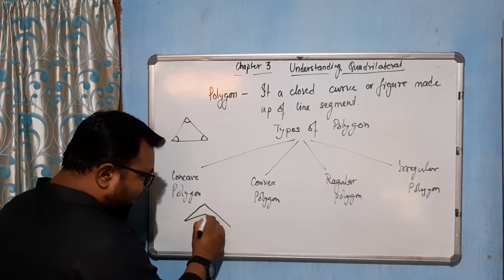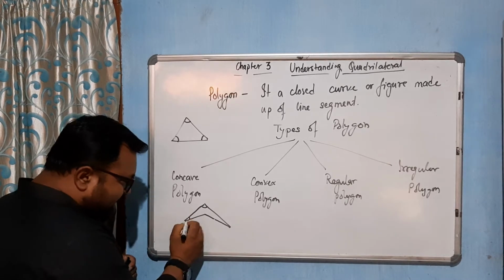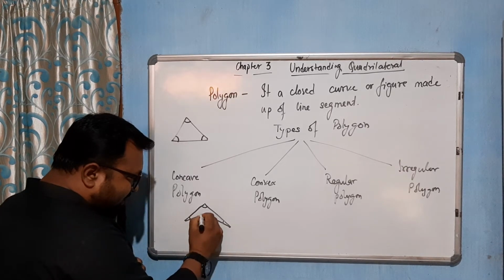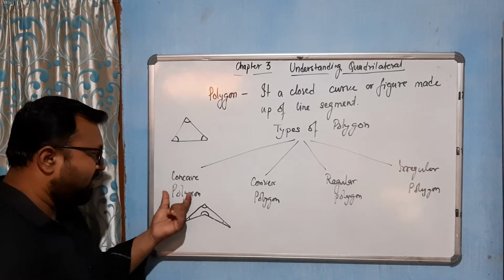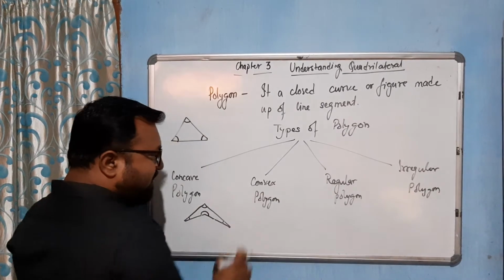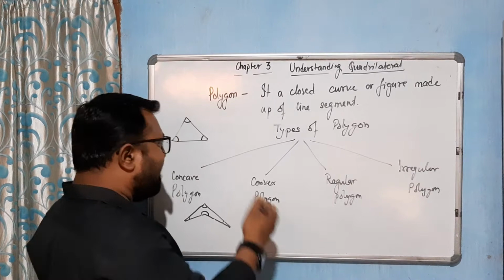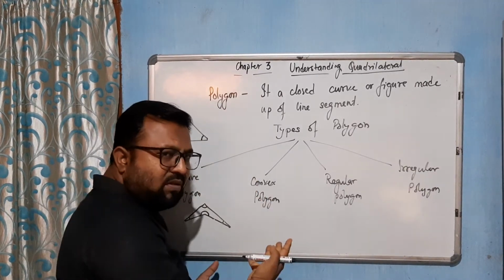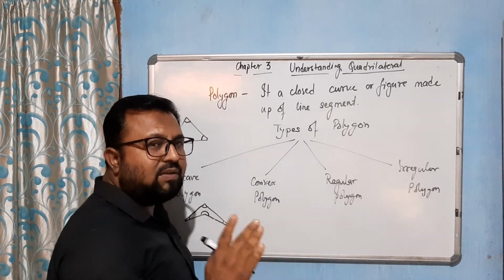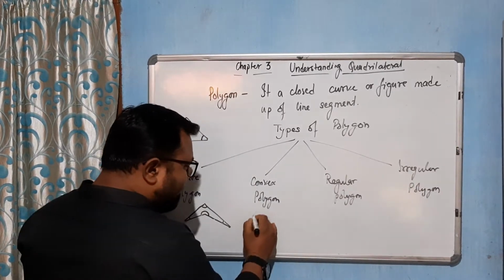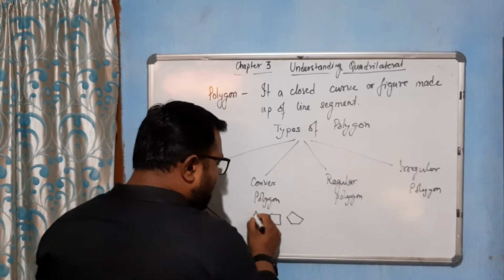So can I draw like this? This is less than 180. This is less than 180. This is less than 180. But this is more than 180. So that's why this type of polygon is known as a concave polygon. But in case of convex, all angles, whether it is 3 angles or 4 angles or 5 angles, whatever the number of angles, should be less than 180 degrees. Let's take an example. Suppose triangle, square, pentagon, all these are what?